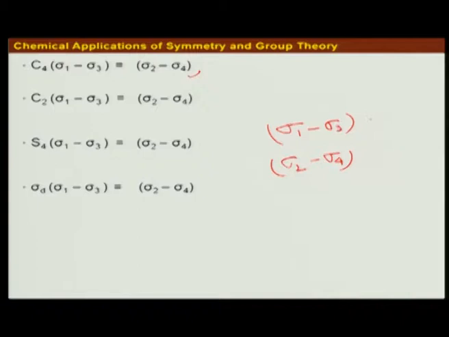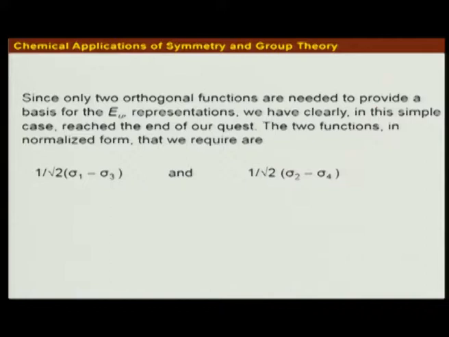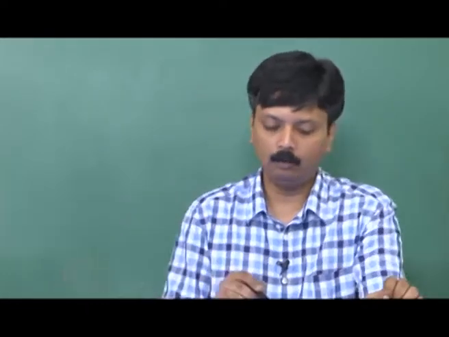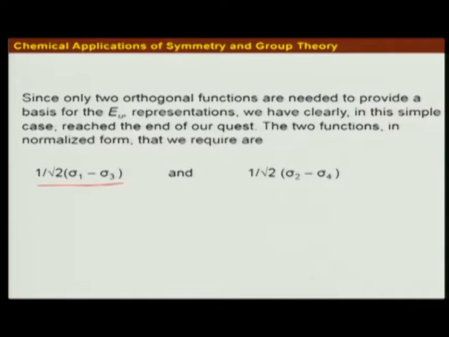Okay, so these are my right SALCs. We have got these as orthogonal functions. One thing is remaining, that is we have to find orthonormal functions. So the requirement of normalization will give us the normalized SALCs, which are given as 1 upon root 2 into sigma 1 minus sigma 3 and 1 upon root 2 sigma 2 minus sigma 4. Alright, so this is pretty straightforward to normalize these functions.